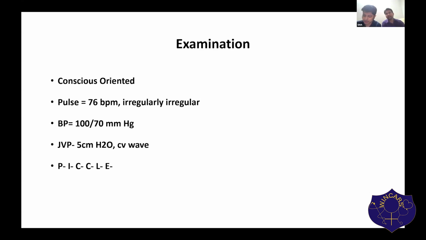Blood pressure is 100 by 70 millimeter of mercury in the right arm in supine position. Respiratory rate is 14 cycles per minute with abdominothoracic pattern. There is no pallor, icterus, cyanosis, clubbing, lymphadenopathy, or pedal edema. JVP is 5 centimeter from sternal angle with CV wave and absent A wave.